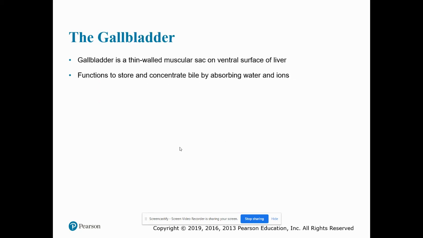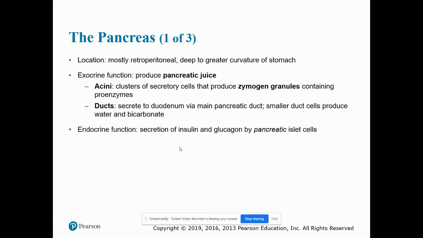So now we move on to the gallbladder, and this is really all I have to say about the gallbladder as far as the organ itself. It's a thin-walled muscular sac. It's on the ventral surface of the liver, and it functions to store and concentrate bile by absorbing water and ions. And then we move on to the pancreas.